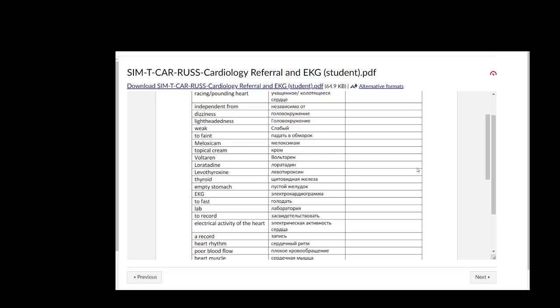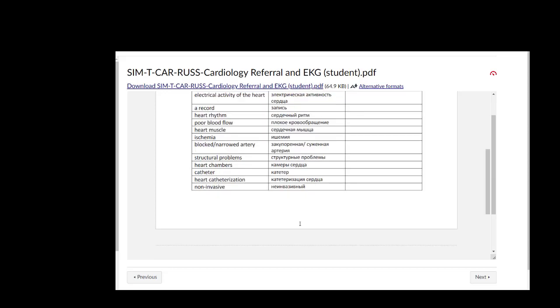This test will record the activity of your heart. Electrical activity of the heart. An EKG gives us a record of the activity of your heart. Heart rhythm. Poor blood flow. Another way to say poor blood flow is inadequate blood flow. Ischemia. And remember, ischemia refers to an inadequate blood supply to an organ. So ischemia is a condition of an organ not receiving enough blood supply.